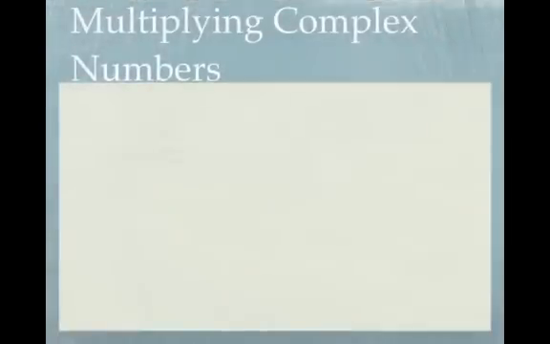Okay, multiplying complex numbers, so those numbers that have the i in it, it's very similar, but it just has one extra step. And the thing that you have to remember is that i squared equals negative 1. The other day we talked about how i equals the square root of negative 1. Well, i squared equals negative 1. And this is very, very important. Do not forget this. i squared equals negative 1.